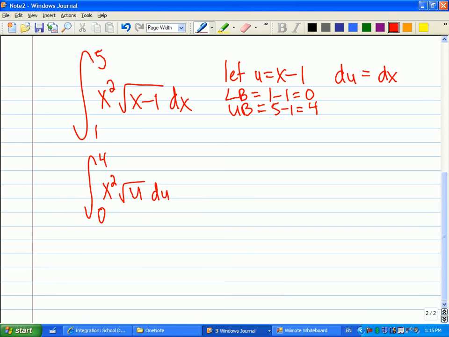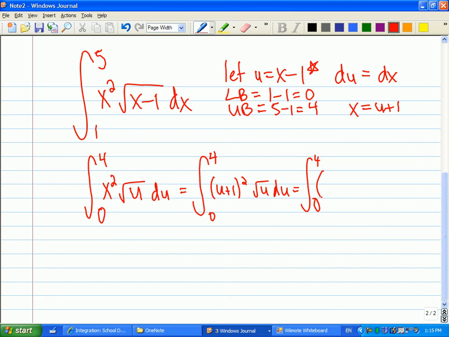And this x squared that's left over, I'm going to have to make the substitution this way. I'll use this relationship to say x must equal u plus 1, so I can make the replacement here. And now it's all u in my integral. I don't have two variables, I just have the one. So I would expand this. It's only a squared, it's not that bad to deal with, so it would be u squared plus 2u plus 1 root u du.